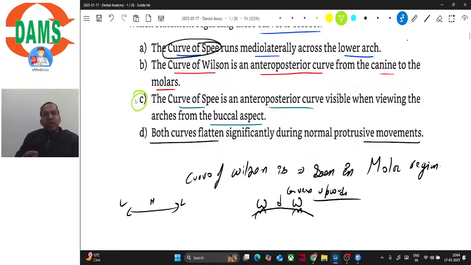So curve of Monson is a three-dimensional curve where the center is at the glabella and the sphere has a diameter of 8 inches, isn't it? And the occlusal plane, this is at the surface of this sphere. Whereas curve of anti-Monson is seen in premolars, isn't it?